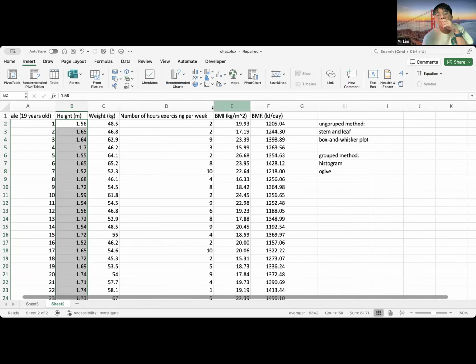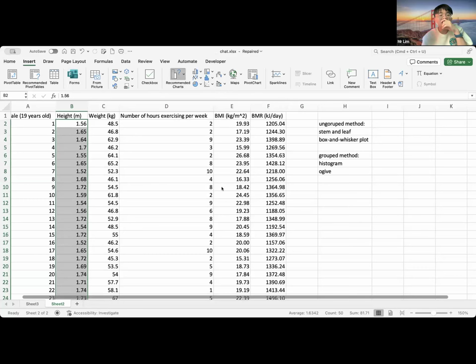Well, let's see whether Excel has a stem and leaf diagram or not. So what you do is you go to insert, right? After you have selected this 50 data, you go to recommended charts. What kind of recommended charts? Now I will tell you, of course, not these two.